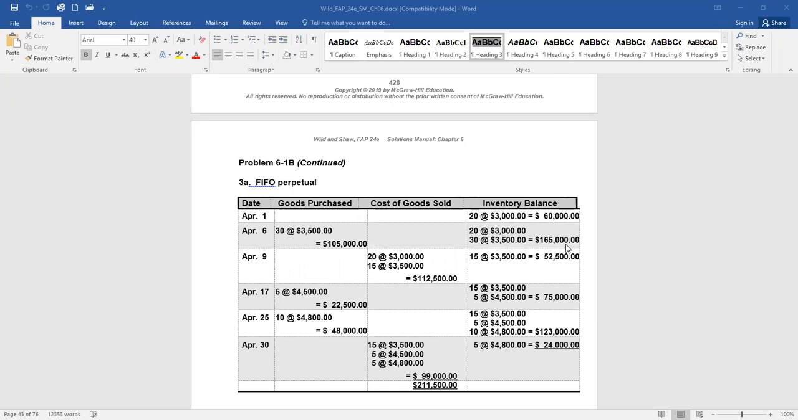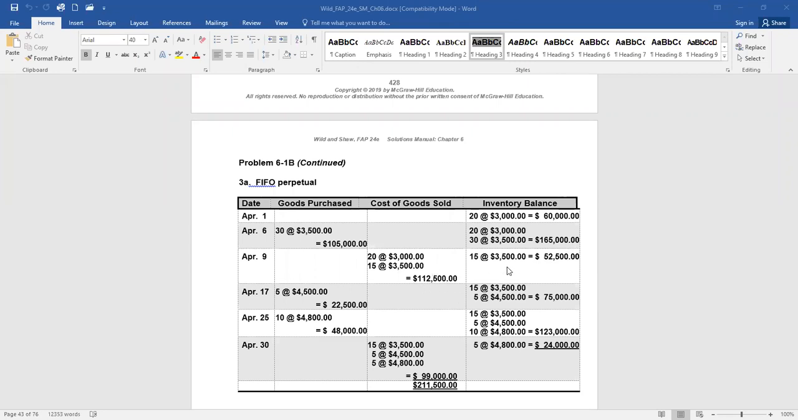So 20 of the ones we sold cost us $3,000. The other 15 we sold are from the purchase that cost us $3,500 each. So we remove those really old ones. We assume those are sold first. So the total amount that would be debited to cost of goods sold, credit to inventory, $112,500.